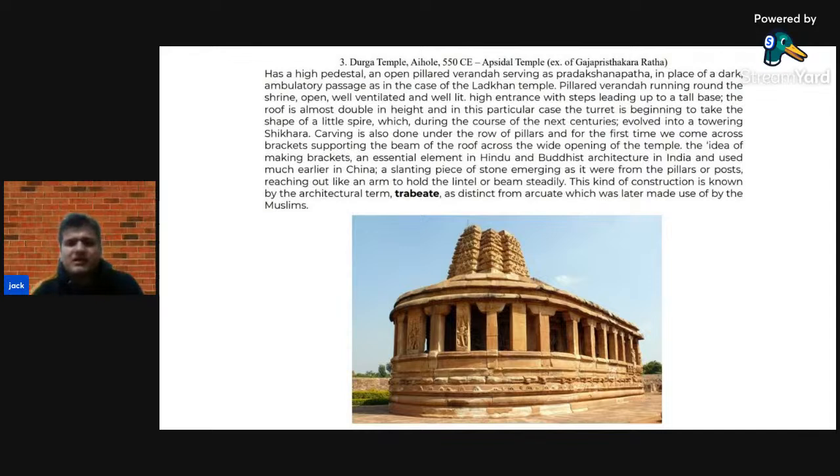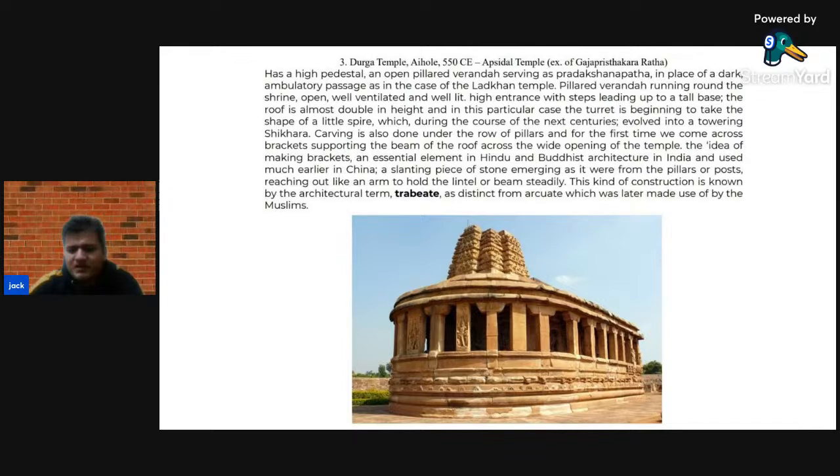It was built just a few years after the Ladkhan temple was built. It is an apsidal temple where we can see various pillars, and there is a structure somewhat like the Shikhara in Nagara temple architecture. Here the pillars are holding the roof, and we can also see a structure like a Pradakshina path around the Garbhagriha, and this temple was built on a certain height.